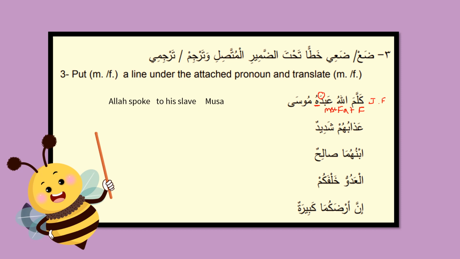Adhabuhum shadidun. Where is our attached pronoun? Adhabuhum. It is attached with the adhab. And what kind of jumla is this? Jumla ismiya, right? Adhabu, since it is mubtada, the last letter of adhab has a dhamma, and attached pronoun hum. Adhabuhum. So how will you translate this adhabuhum?